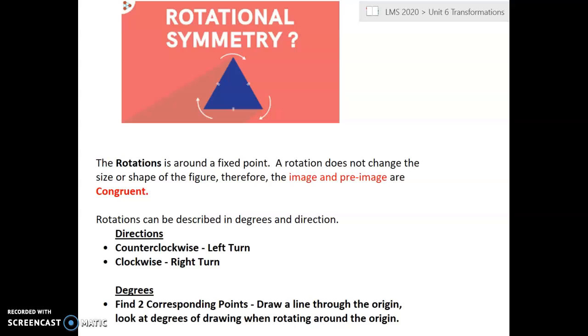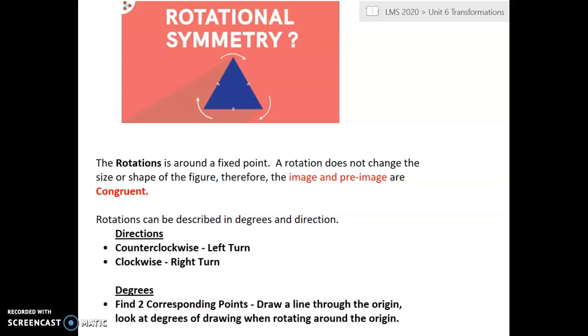In this lesson, we're going to focus on rotational symmetry. Rotational symmetry, the rotation is around a fixed point. A rotation does not change the shape or size of the figure. Therefore, the image and the preimages are congruent. Remember that word congruent. It means same size, same shape.